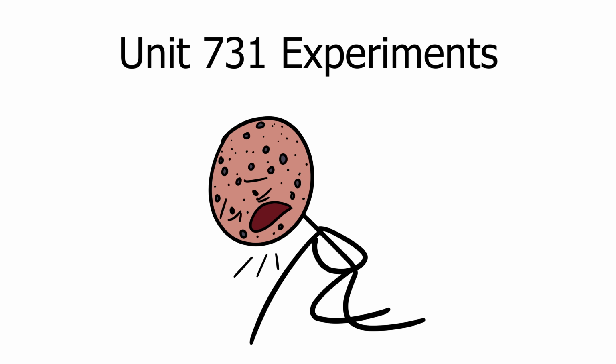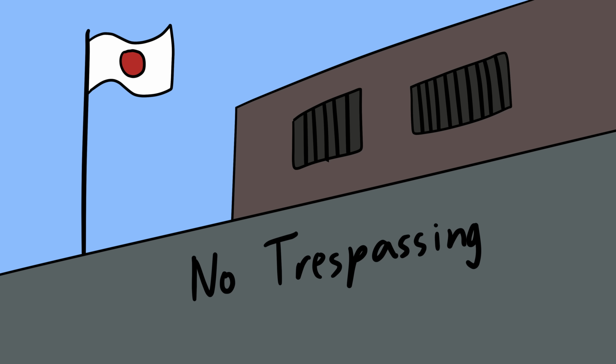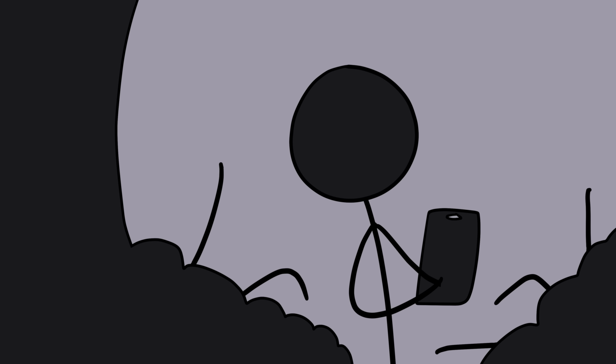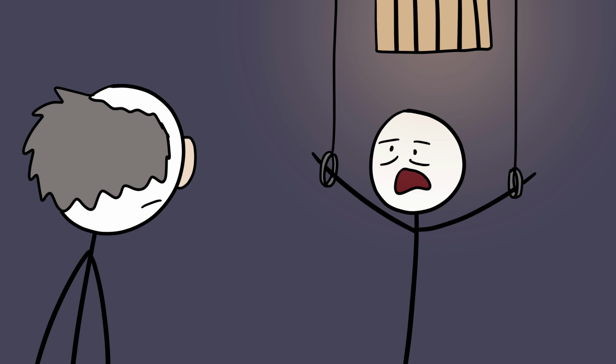Number 6, the Unit 731 experiments. Science turned into horror. During World War II, Japan's secret biological warfare program, known as Unit 731, carried out experiments so horrific that they remain difficult to even describe. Hidden in Manchuria, this unit of doctors and scientists conducted research on prisoners of war and civilians, all without consent.